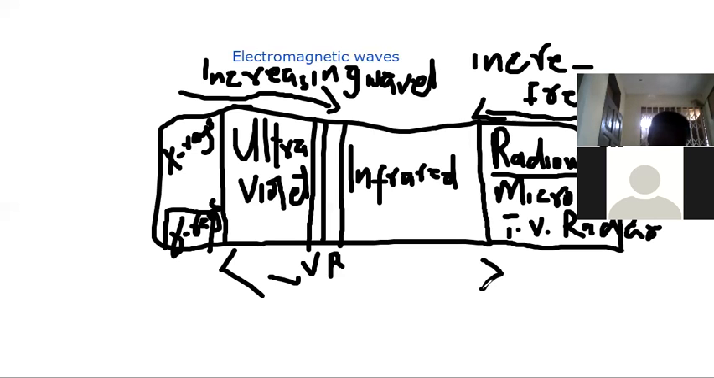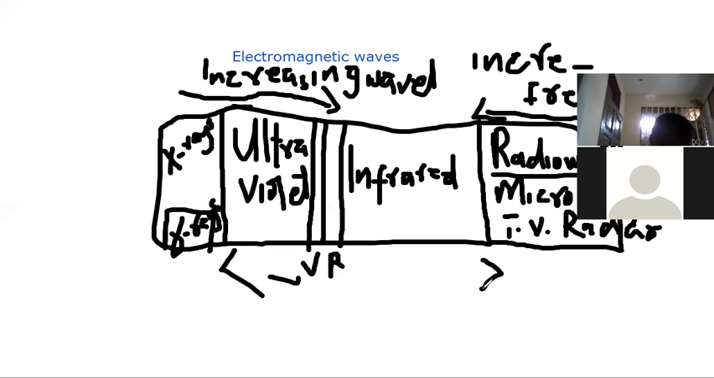That is all. And the infrared is normally used for warming and heating, and it is normally obtained from the sun.